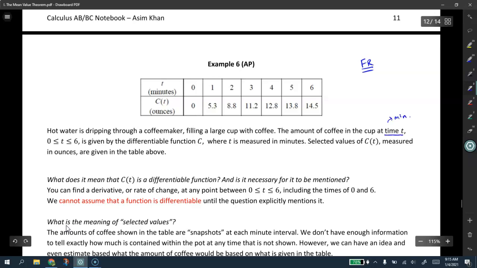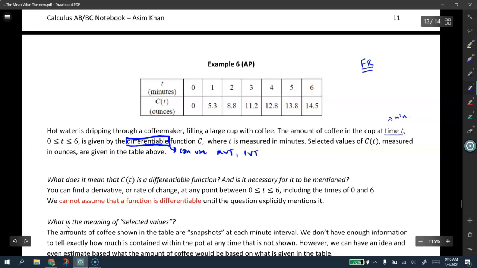From 0 through 6 is given by the differentiable function. So now notice this is an important word for us, right? Differentiable. What does that mean? That means we can use the MVT and we can use the IVT because differentiable also means continuous, right?